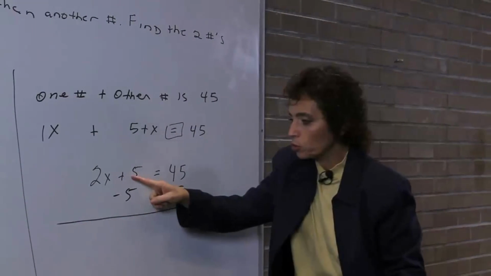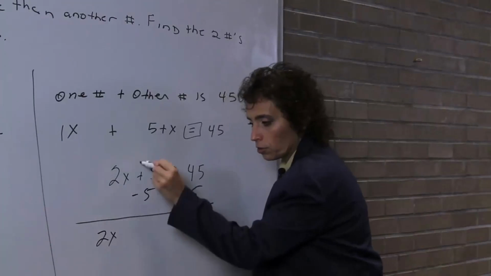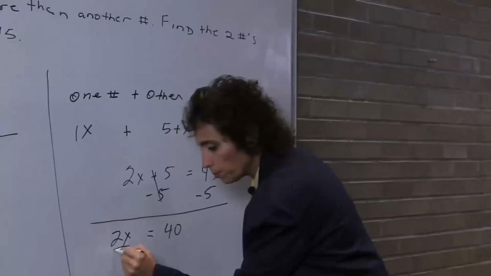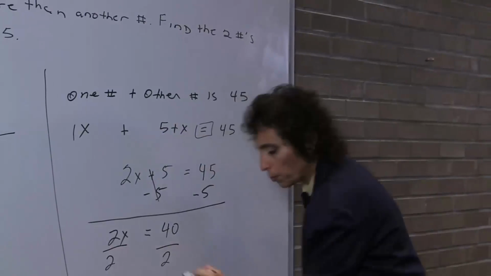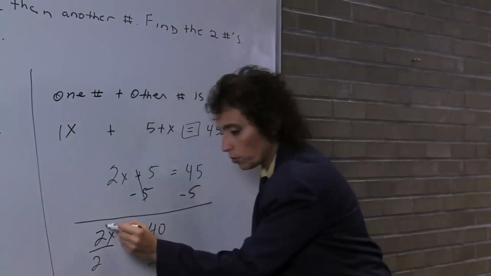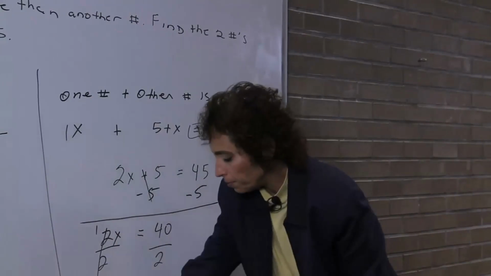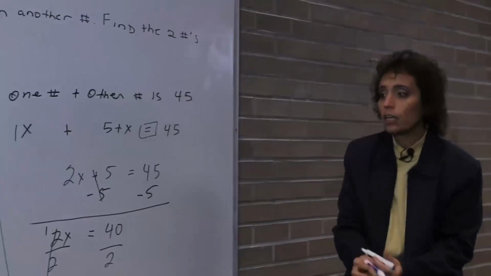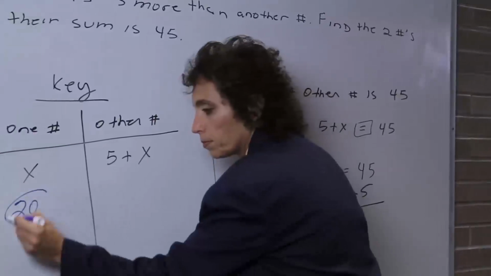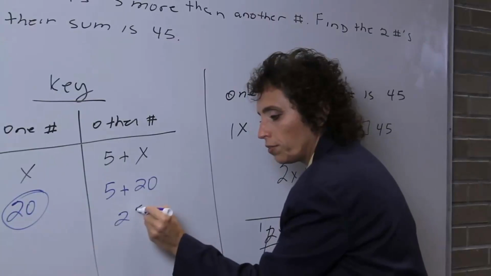We use subtraction because we got to do the opposite of what's already been done. You get 2x equals 40. We divide by 2. And we're dividing by 2, remember, because this is attached by multiplication. We got to get the coefficient of x to be a 1. X equals 20. Now, go back to your key and write down the answers. This is 20. This is 5 plus 20, or 25.